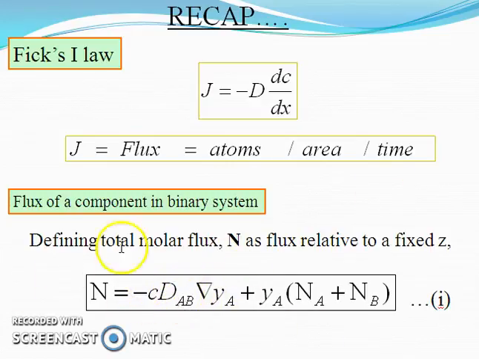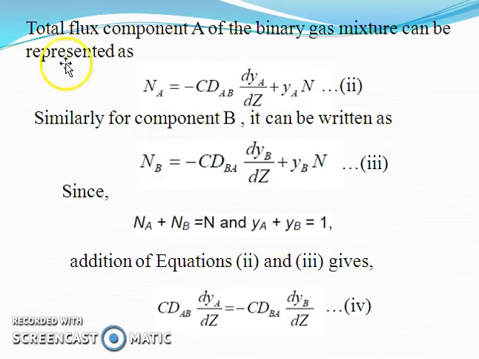Utilizing this, we'll now try to derive an expression for the flux of each of the components present in the binary system. For component A of the binary gas mixture, the flux may be expressed using this expression. Similarly for component B, it is this. An important aspect to note here is that this is C D_AB for component A and for component B it is C D_BA.